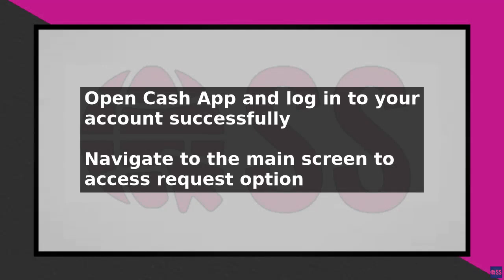To request money on Cash App, start by opening the app and logging into your account. Once you are logged in, navigate to the main screen where you can see your balance and other options. Tap on the Request Money option, which is usually represented by a $ sign or a request button.